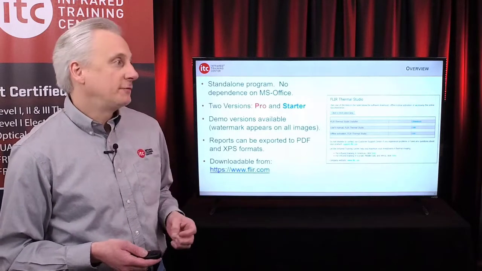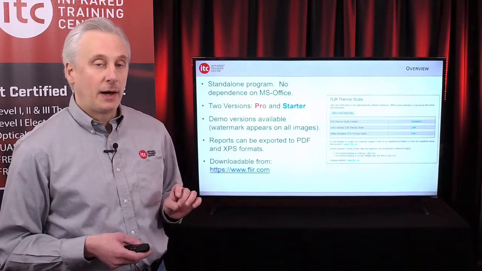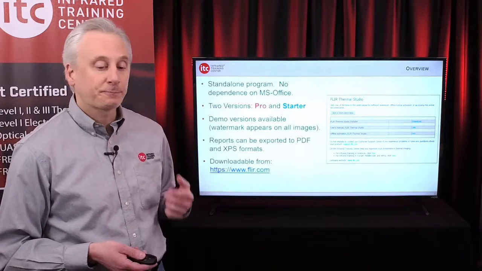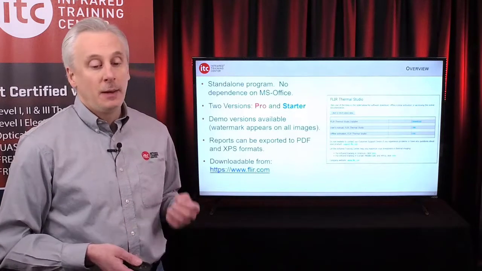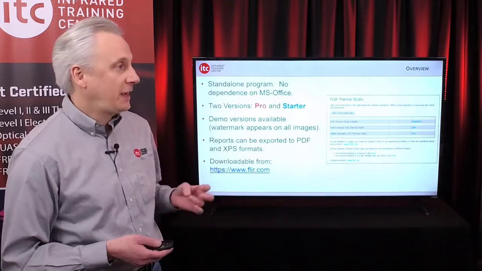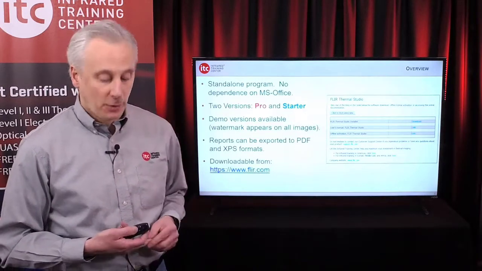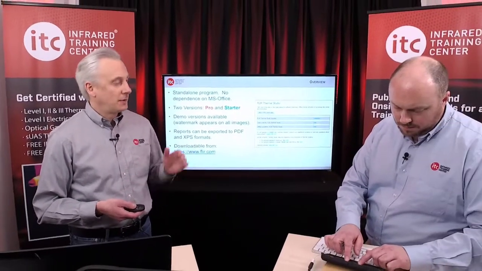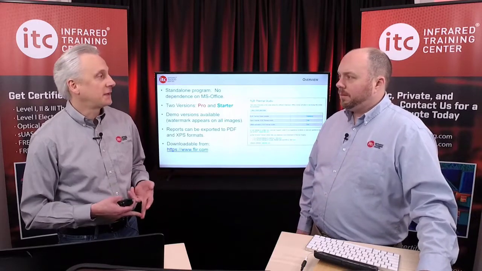There is a demo version available. It's a fully functional demo version. But until you buy a license, you'll see a watermark on all of the images. Reports, because it's a standalone program, they're saved in a unique format, but they can be exported to PDF and XPS, which are both very common formats. And it is downloadable from FLIR.com. If you go into the industrial section of the website, you should be able to see the software section there and download a trial version, and you can also buy the license at that same location.